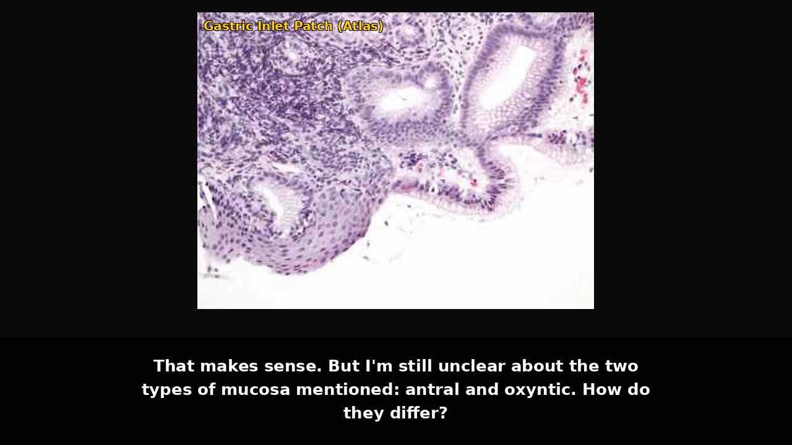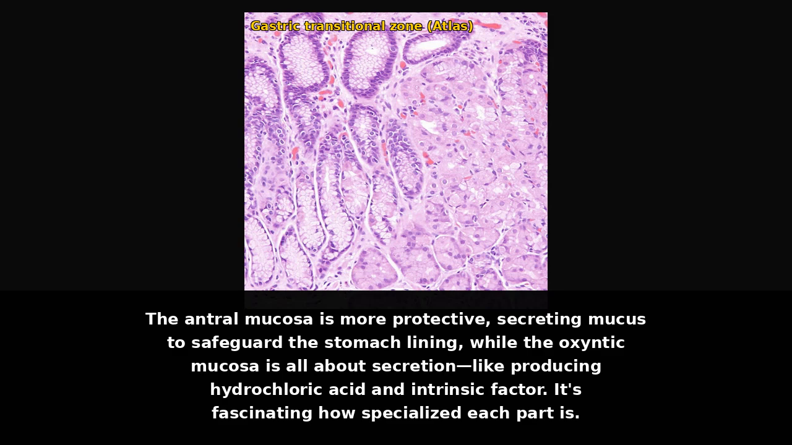I'm still unclear about the two types of mucosa mentioned. Antral and oxyntic. How do they differ? The antral mucosa is more protective, secreting mucus to safeguard the stomach lining, while the oxyntic mucosa is all about secretion, like producing hydrochloric acid and intrinsic factor. It's fascinating how specialized each part is.